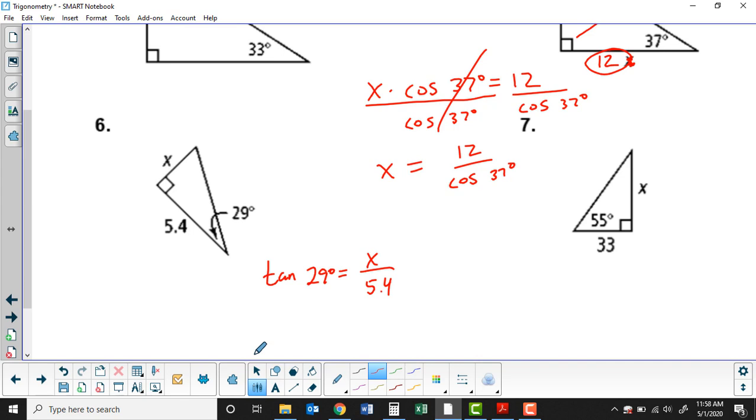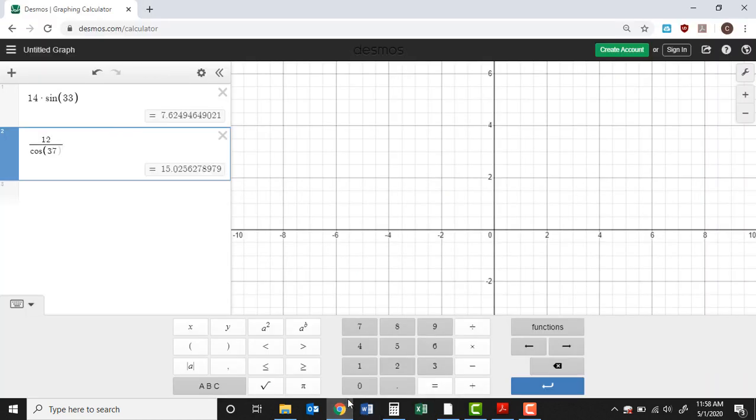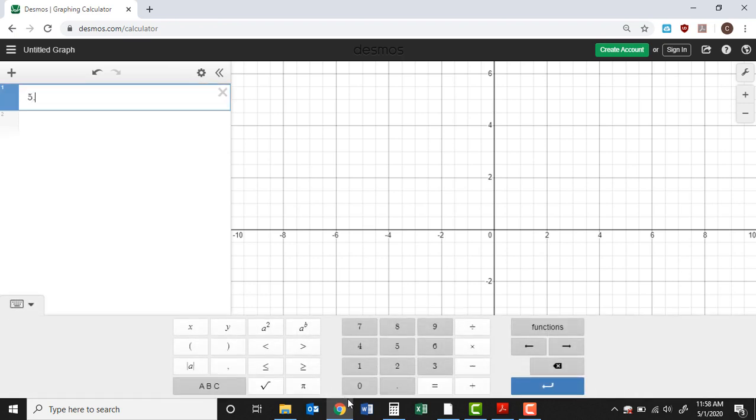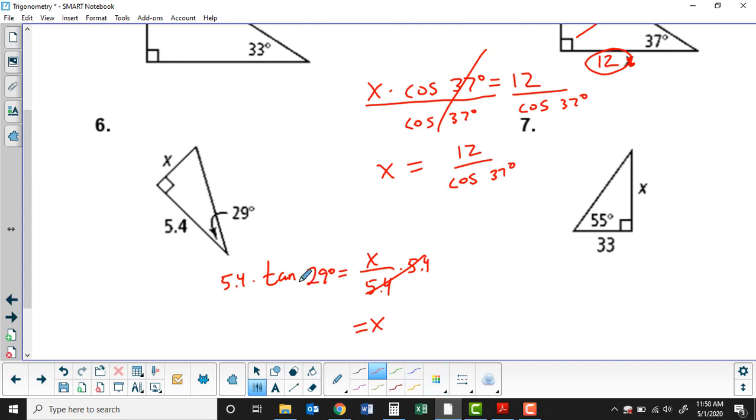And so now, again, our job is to get x by itself. So what's happening to the x? It's being divided by 5.4. So how do we get rid of it? We times it by 5.4. That means these will cancel out. So we're left with x equals 5.4 times tan 29. So I'm just going to get my Desmos out. 5.4 times, hit my function key, tan, I think it was 29. Hope I'm right there. Yep, tan 29.